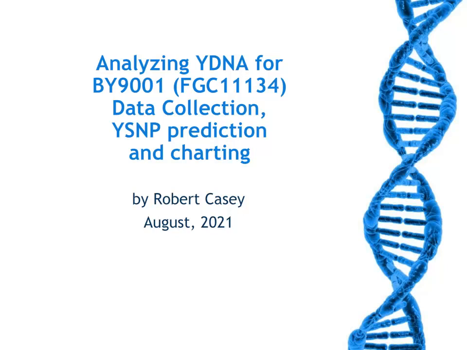Hello, this is Robert Casey, and this is analyzing Y-DNA for haplogroup BY9001. This is a predictable haplogroup under FGC11134. This talks about the data collection, followed by a Y-SNP prediction, and then charting of this haplogroup.